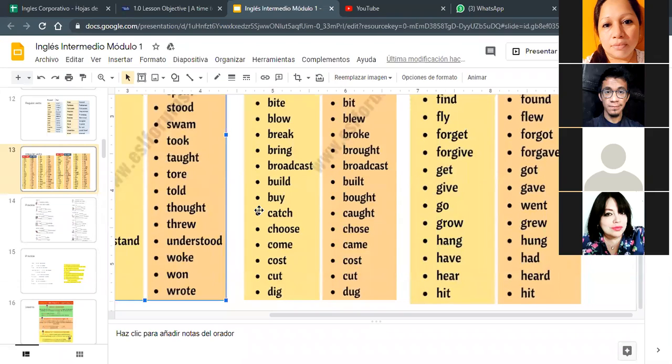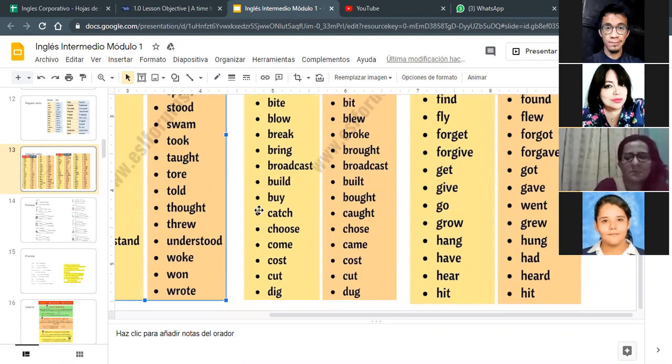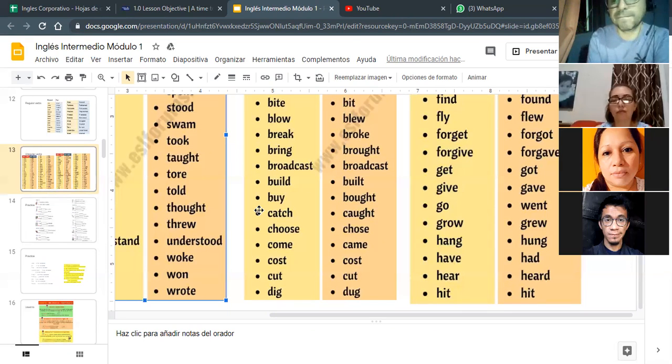When we put something in a high place. Very well. And it's hanging, right? Hung is going to be for Elvis. I hung my mom's coat. Okay, very good. Have is also very easy. That is for Hilda. Have. I had English class yesterday. Very good. I had English class yesterday.